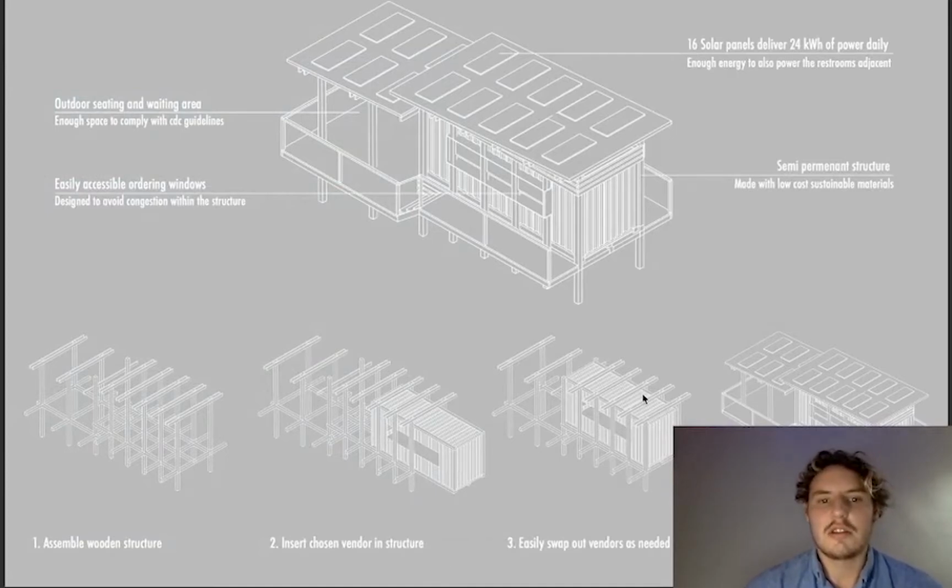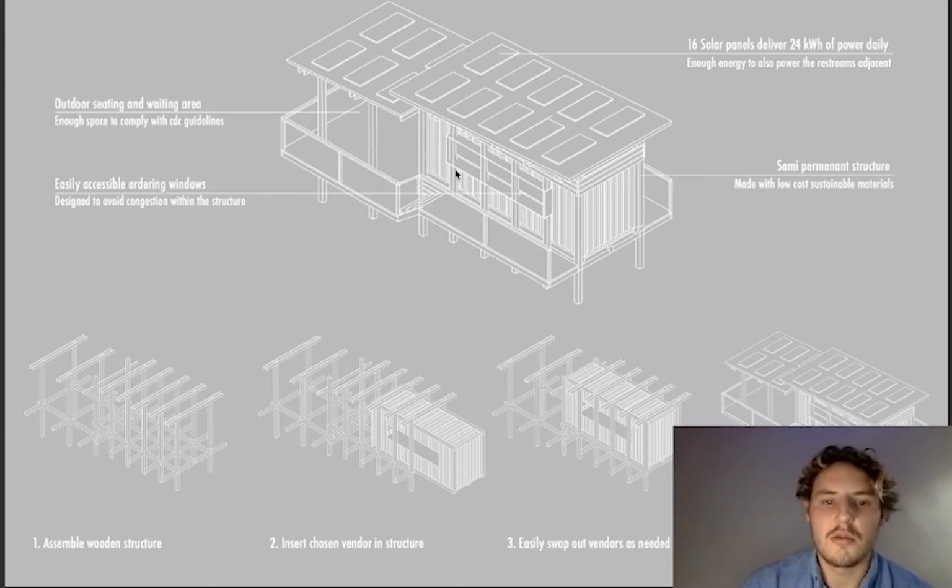So this is how I changed the design. So we have 16 solar panels, which is enough energy to also power the restrooms adjacent. I placed the containers next to other students' restrooms and the amphitheater, the bus stop, so it's easily serviceable to a variety of, you know, entertainment activities. We have easily accessible ordering windows, which is designed to avoid congestion within the structure. An outdoor seating and waiting area with enough space to comply with CDC guidelines.